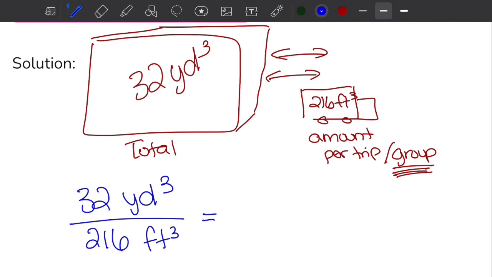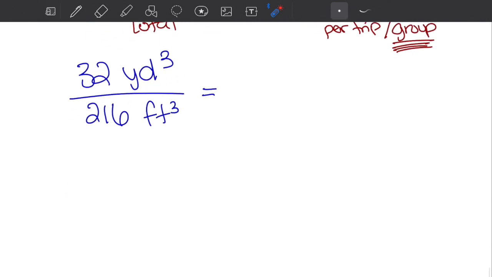But before we get too excited and start plugging things into our calculator, we need to check if our units are the same, and they are not the same. So I can't divide them right now. I have to make sure that the units are equal. Okay, so what do I convert? Do I convert this to cubic feet or this to cubic yards? The answer is it doesn't matter, because the answer is going to be the number of trips. So I'm just going to go with this one, and I'm going to convert the cubic yards into cubic feet.